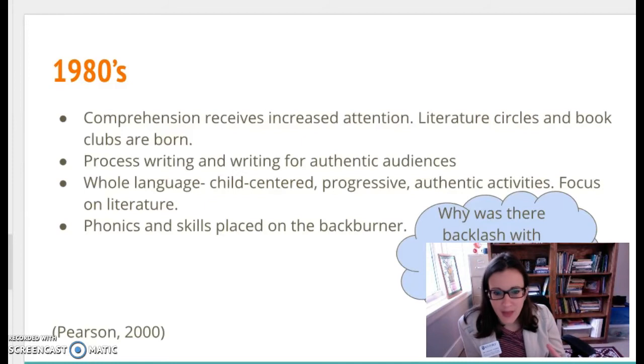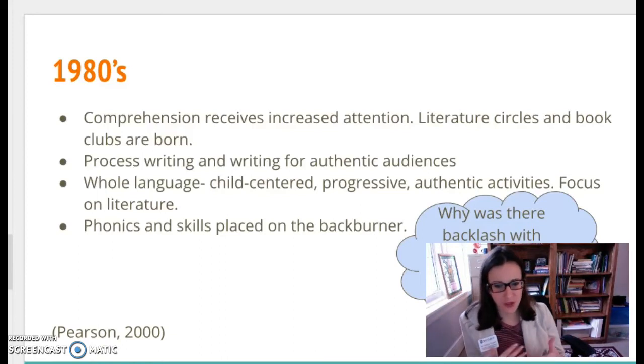They tried it, all of California bought in, and then when it didn't go well, that's when we moved back to not the whole language, going back to balanced literacy again. In the 80s, we have comprehension receiving increased attention. We have literature circles, which many of us still use in our classrooms today.